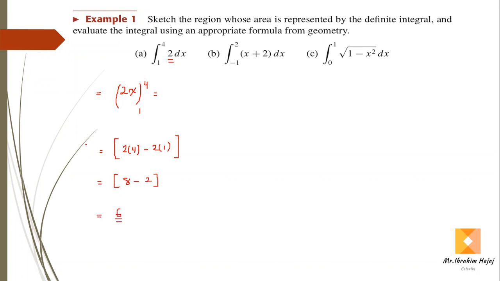So the first step is to integrate normally, as we learned before in the previous sessions. The integral of 2 is 2x, and then substitute. How to substitute? Start from the upper one. 2 times 4 minus 2 times what? Times x. This is the first example.